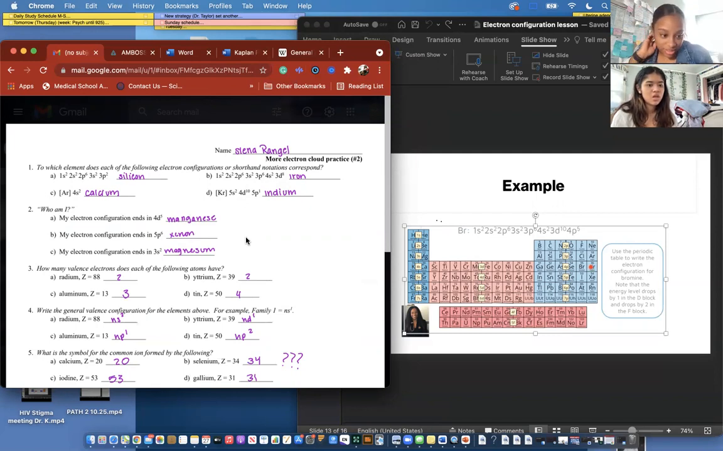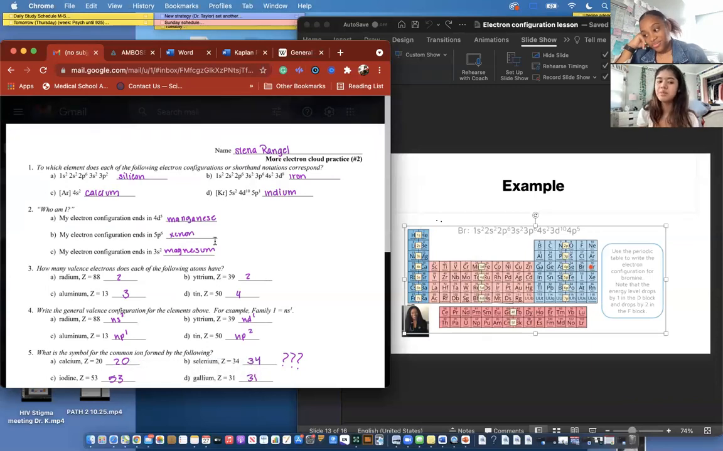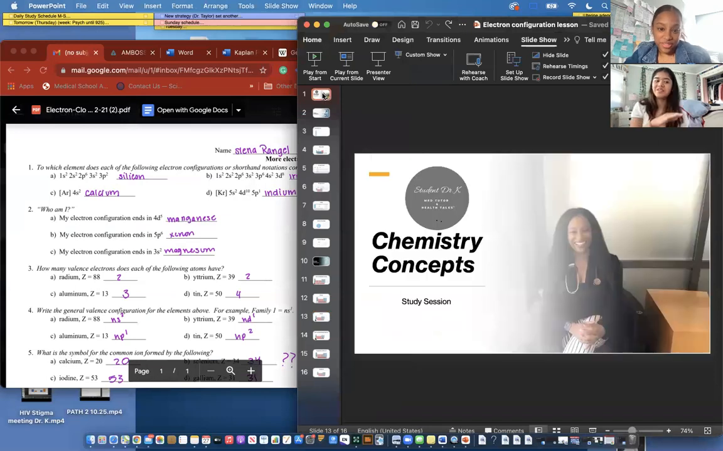Okay, right? One more quick thing: how many valence electrons does each of the following have? How do you determine that? Wait, I think I know. Maybe I don't. Never mind, I don't.